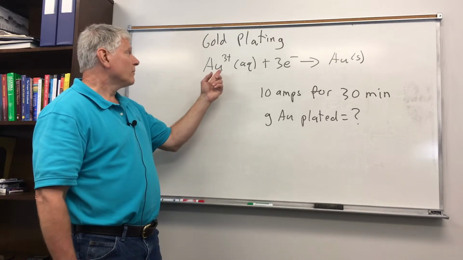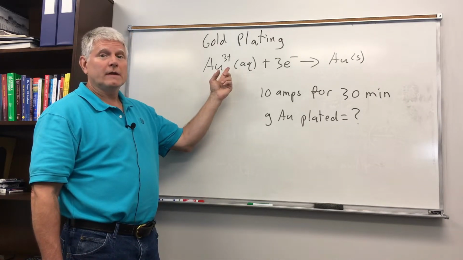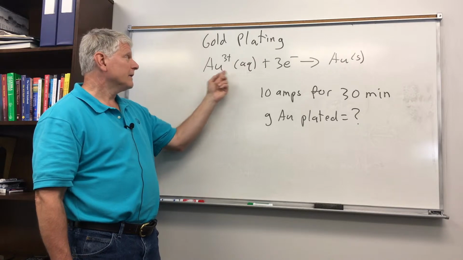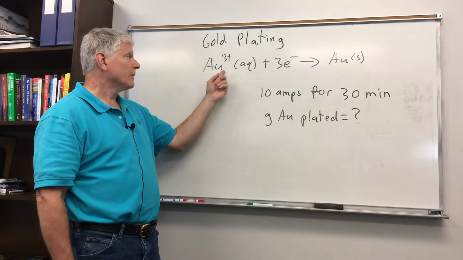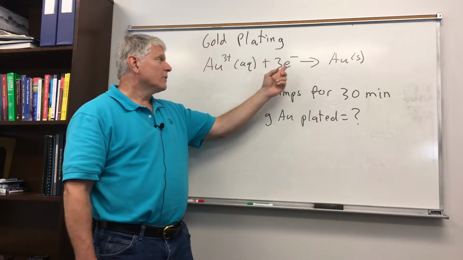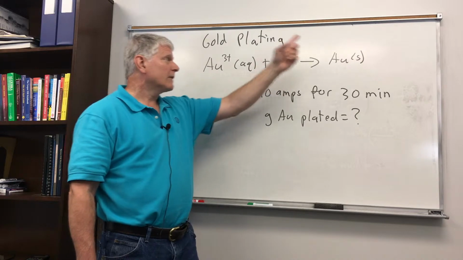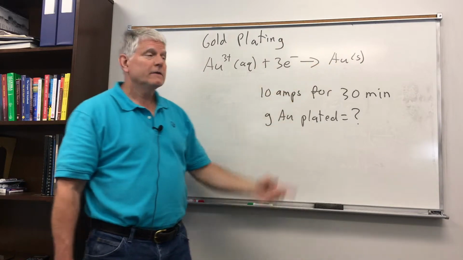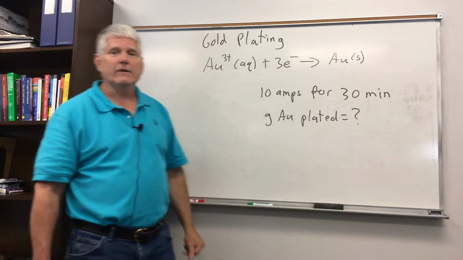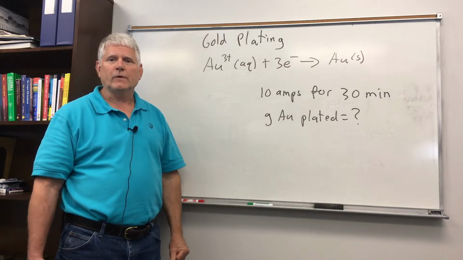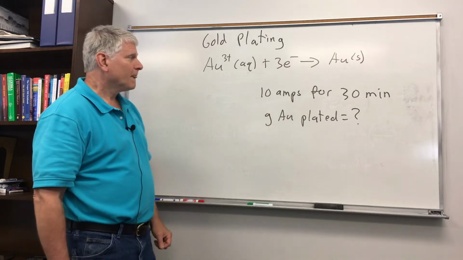And we can start with gold dissolved in water. So we have an aqueous solution. So here's gold 3+. We can reduce the gold with 3 electrons to produce gold solid. So this gold solid would plate out on the electrode surface, which is our ring or piece of jewelry.